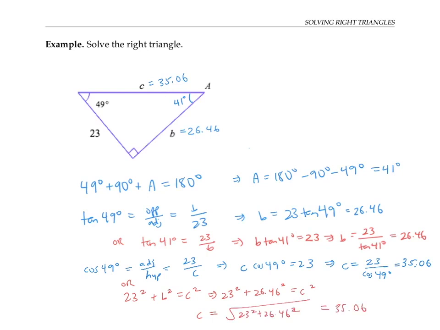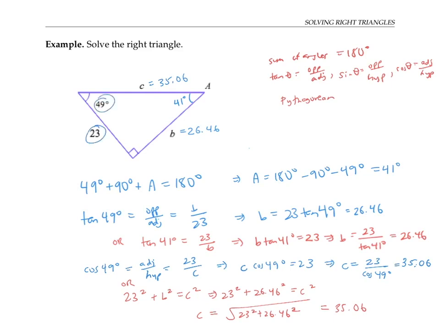To review, the ideas we used were that the sum of the angles is equal to 180 degrees. We used facts like tangent of an angle being opposite over adjacent, and similar facts about sine and cosine, and we used the Pythagorean theorem. This allowed us to find all the angles and side lengths of the triangle, knowing just the side length of one side and the angle of one of the non-right angles to begin with.